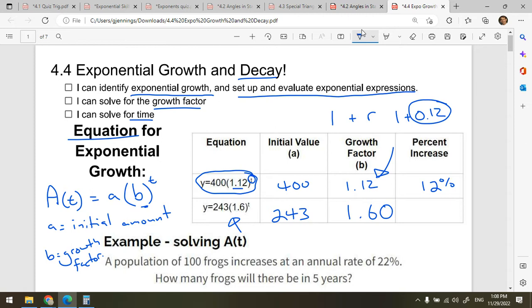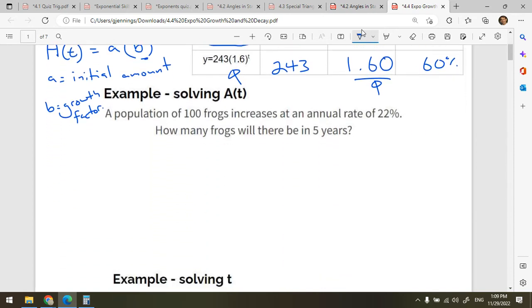Right? So if we add a zero there, I'm just showing you, 0.6 is the same thing as 0.60. Same. And that more clearly shows that that's 60% growth. After 1 year, you'll have 60% more of that thing if you multiply by 1.6. Okay, so 60%.